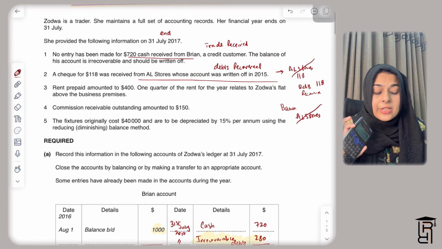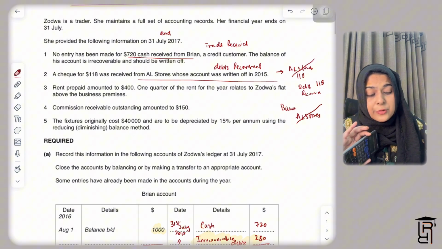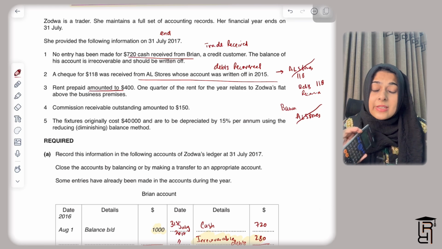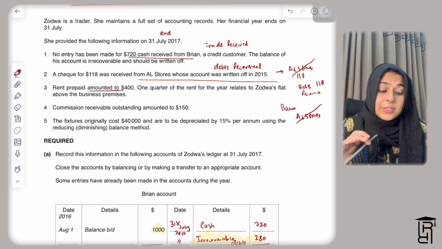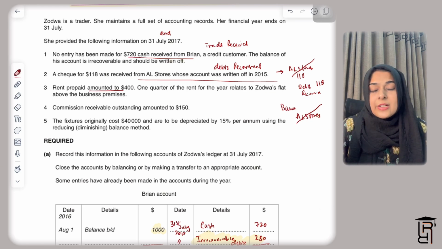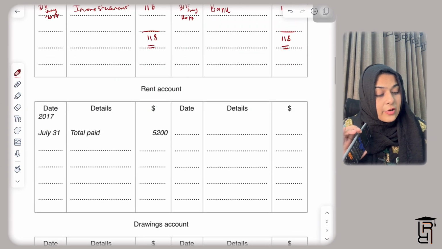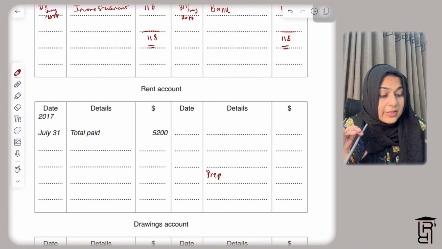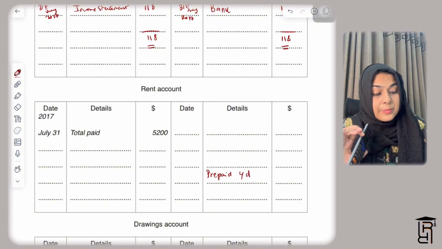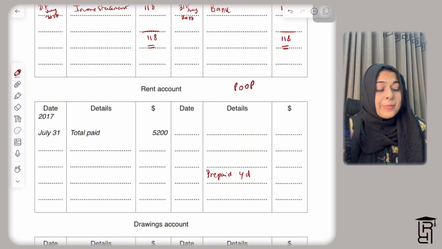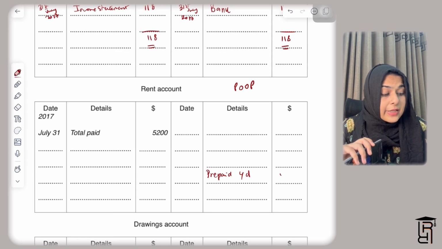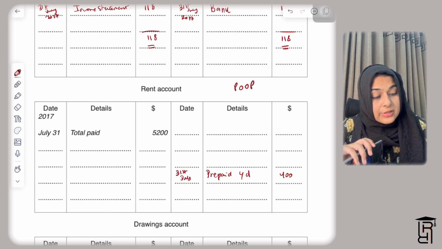So we've done entry number one, we have done point number one. Point number two, point number 3 here says rent prepaid amounted to 400. So I know this information is year end information, so we know this is prepaid carried down, which they are telling here. So I will write in the rent account, on the credit side, prepaid carried down. You guys know the rule already, it is POOP. So prepaid carried down comes on the credit side. I'll write here 400, I'll write here 31st July 2017.